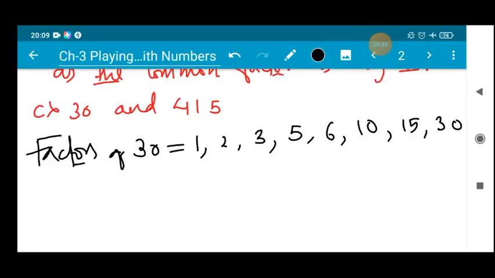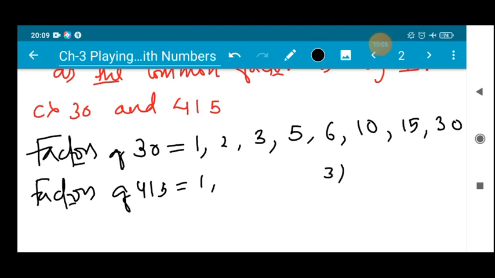Next we have to find the factors of 415. The factors of 415 are 1 times 415 is 415. Then let's try with 3. 3 ones are 3, 3 threes are 9. No, 3 cannot divide it. Okay, then let's try with 5.